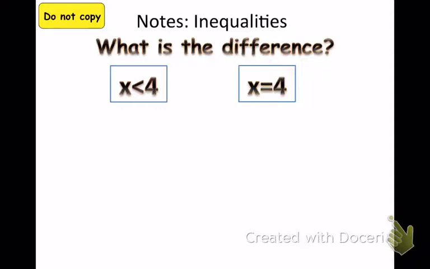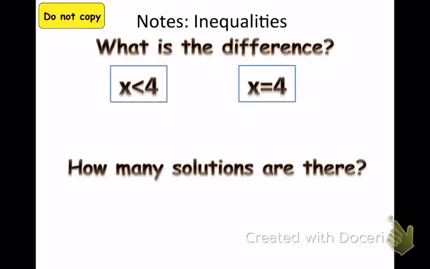All right, so here we have just two of these things. One's an inequality on the left. The one on the right is an equality, because it's got an equal sign. And we want to know what is the difference between the two. So obviously it's a symbol. And more specifically, what's different about the two is the number of solutions. One of these has only one answer and one of these has more than one answer. So how many solutions are there, to be specific?